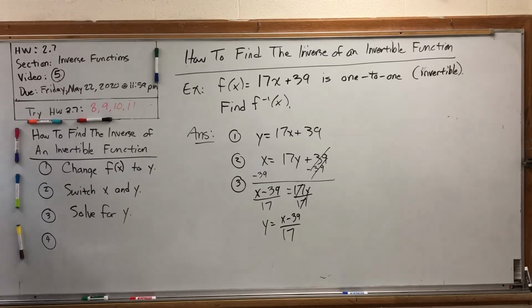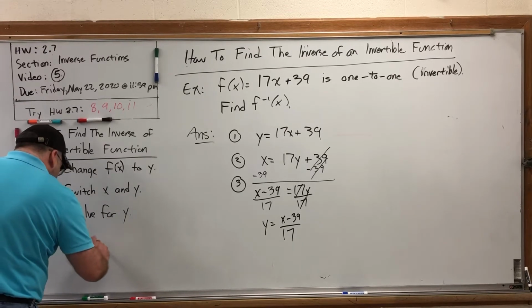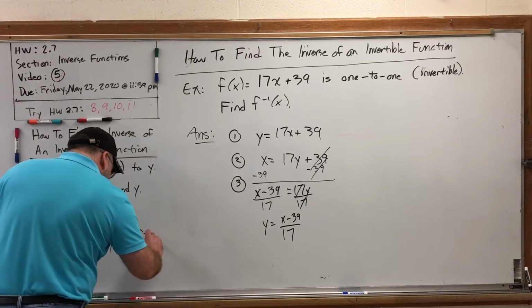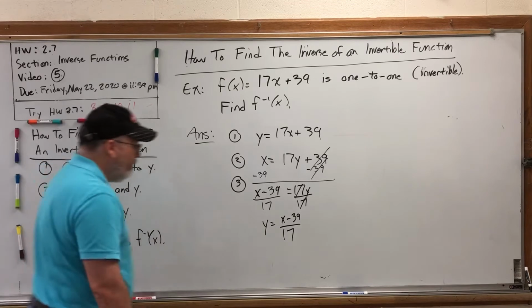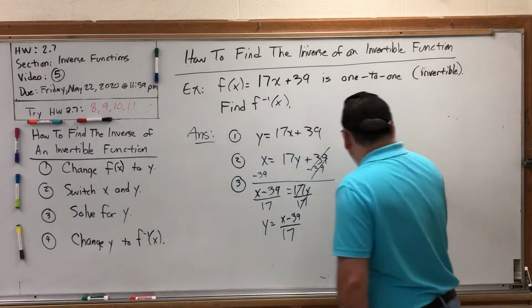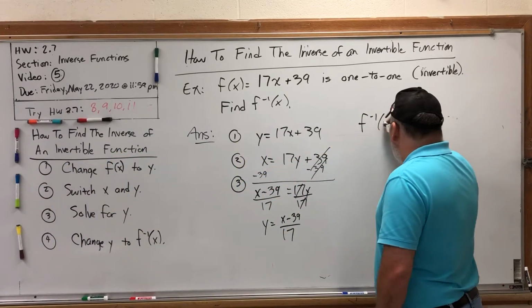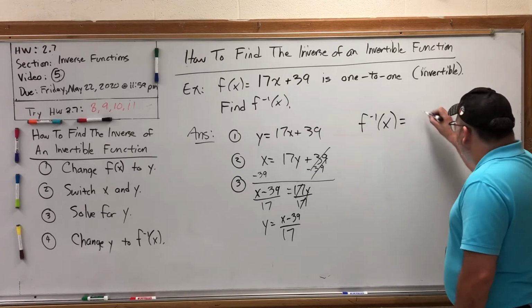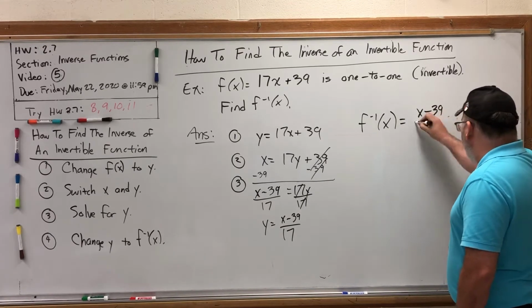And the last move is more cosmetic than anything. Change y to f inverse of x. So our answer is the inverse of f, f inverse of x, is x minus 39 over 17.